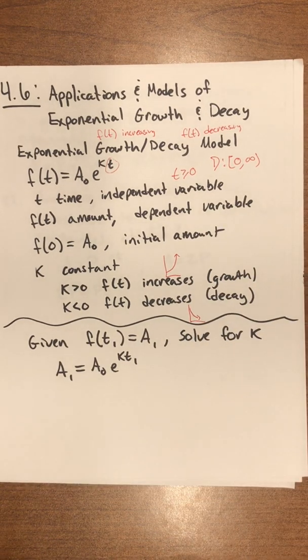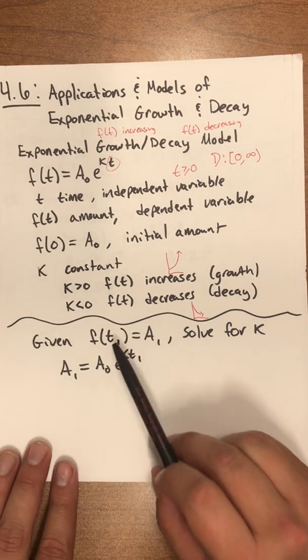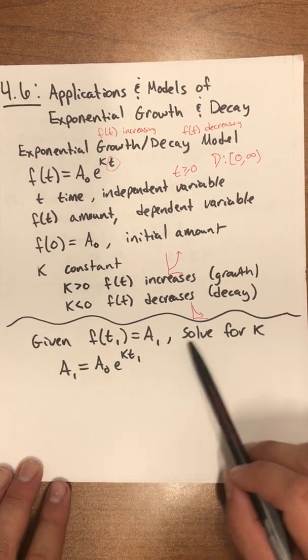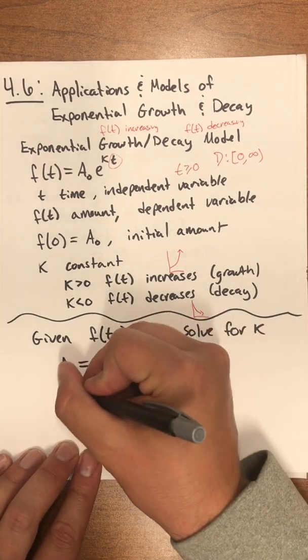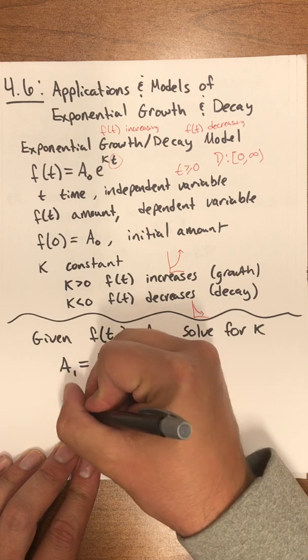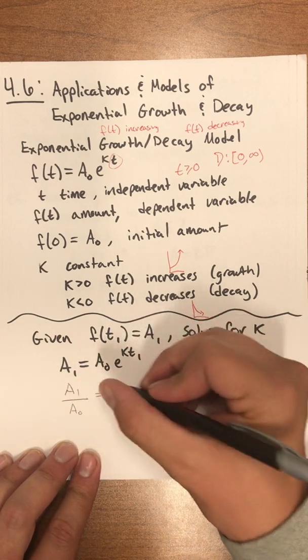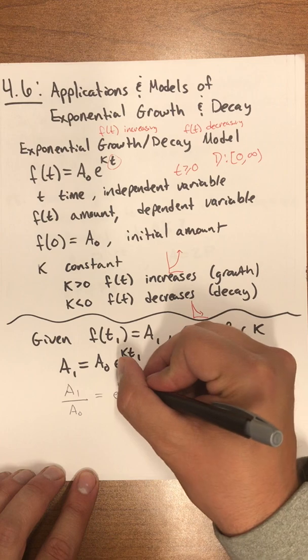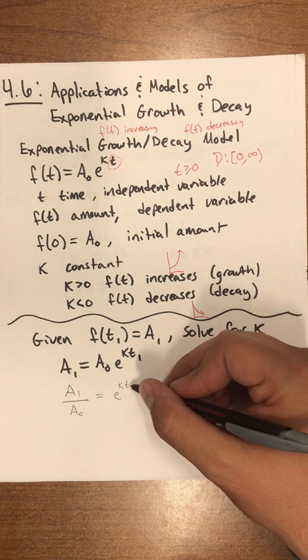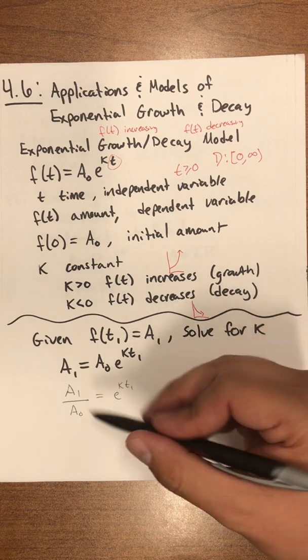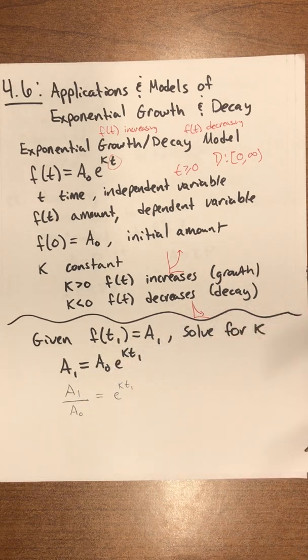So given f of t1 equals a1, so a specific time equals a certain amount, we're going to solve for k. A lot of times in these, you end up needing to determine the exponential model before you can go and answer any questions. So we need to figure out what this constant k is. Now t1 is a specific time, so I'm going to do this with the generic values, and then we'll do this in an example with specific numbers.